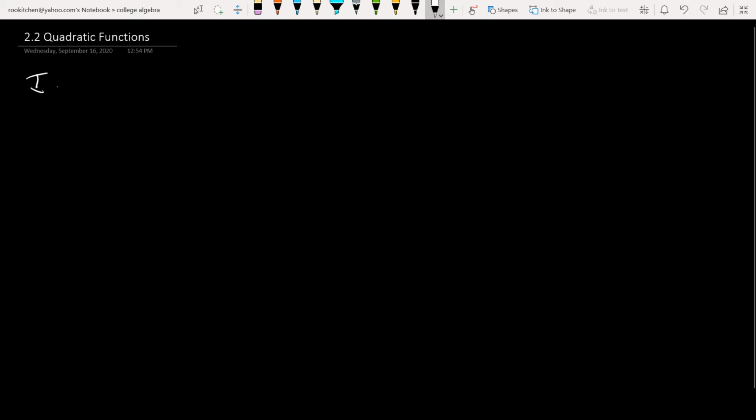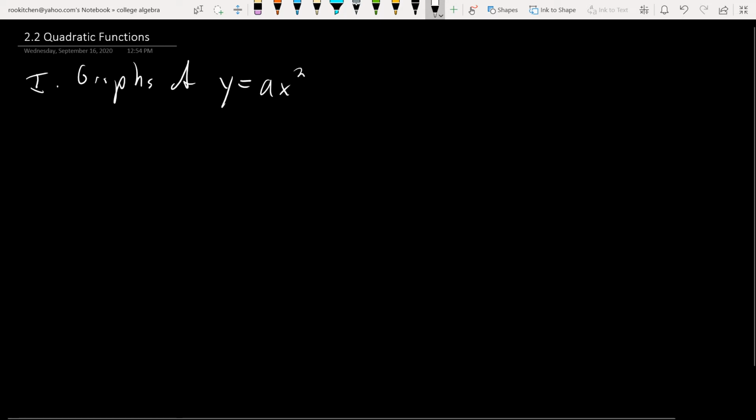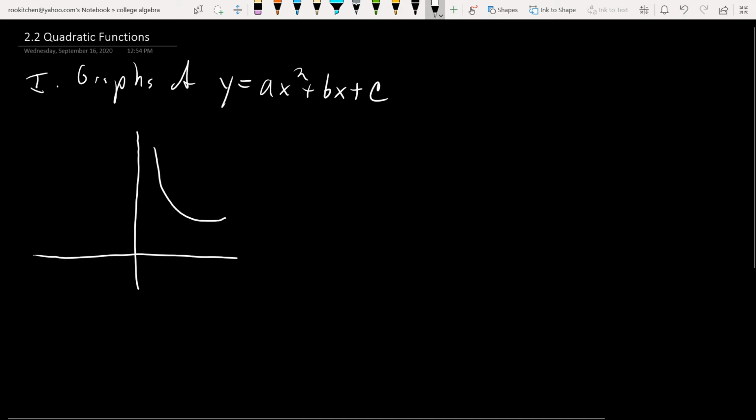So the first thing we'll deal with are the graphs. So graphs of the quadratics, these things y equals ax squared plus bx plus c. There are two different versions that we look at in this class. There is the kind of concave up is what they call it version, and this thing will have an axis of symmetry going through what's called the vertex.